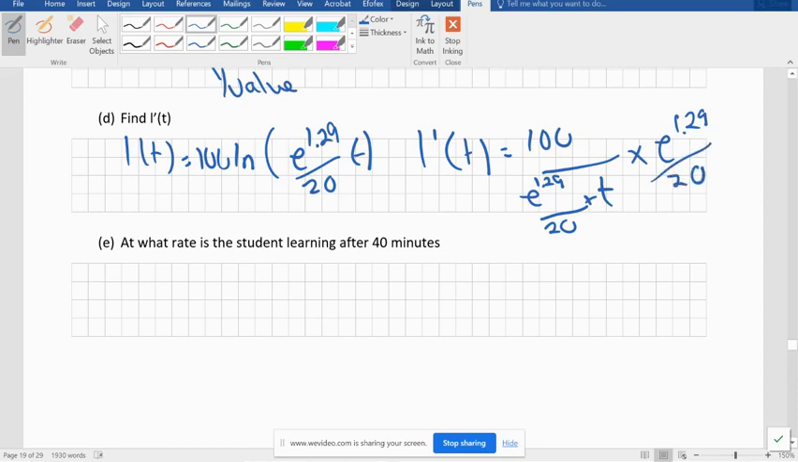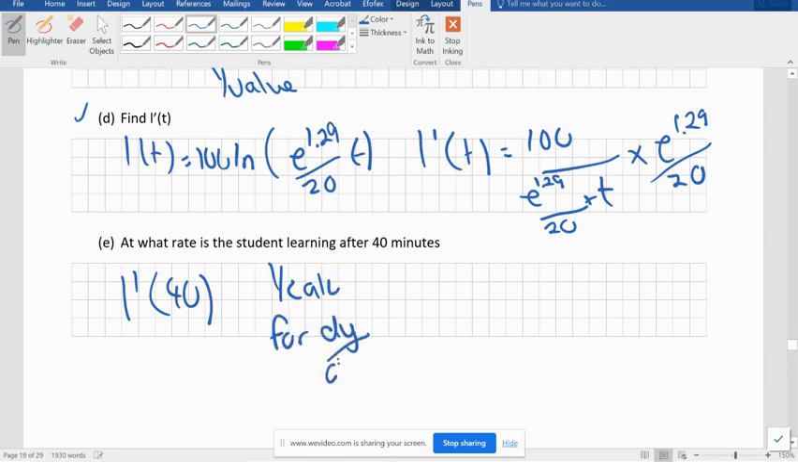Okay, last question. What is the rate that a student is learning up to 40 minutes? It's almost like this question is just to wake you up to what's going on next. You're just working out the derivative value when x is 40. If I was using my calculator, I'd put in dy by dx, the second one, and then I'd do a y calc for dy by dx. And you can check your answer as well. We get 2.5 words per minute.